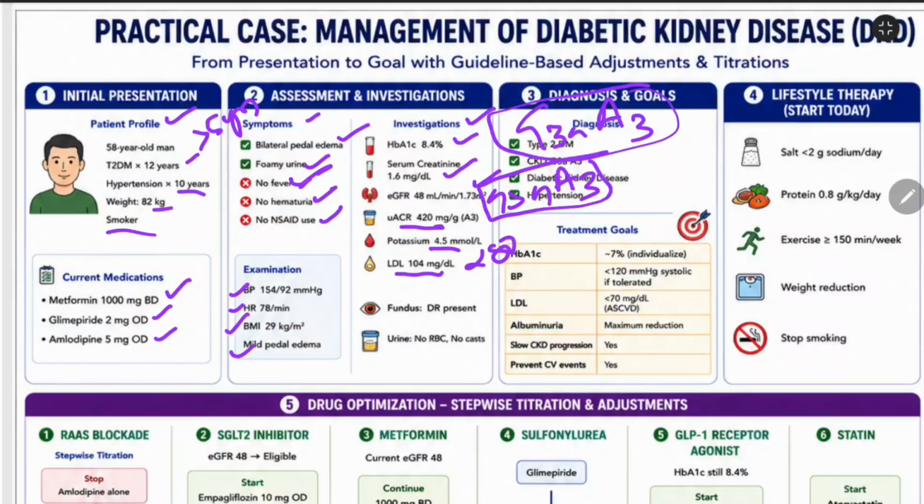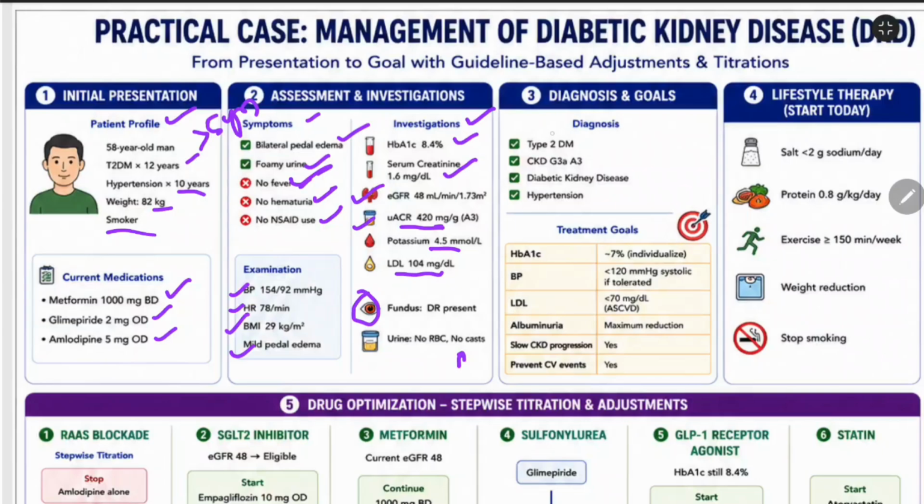So we have confirmed our diagnosis because serum creatinine is raised, eGFR is low, UACR is raised, and there are no confounding factors. So we are doing fundoscopy for this patient. Diabetic retinopathy is present, so we are 99% sure that the patient is having DKD. But in urine there are no RBCs and no casts. So this is also very important. If these are present, then there is a probability of NDRD.